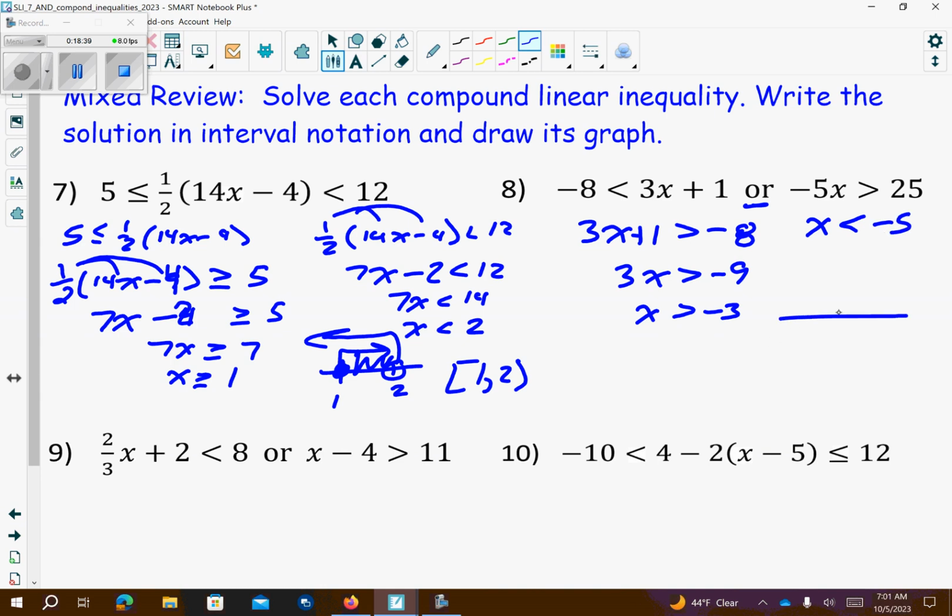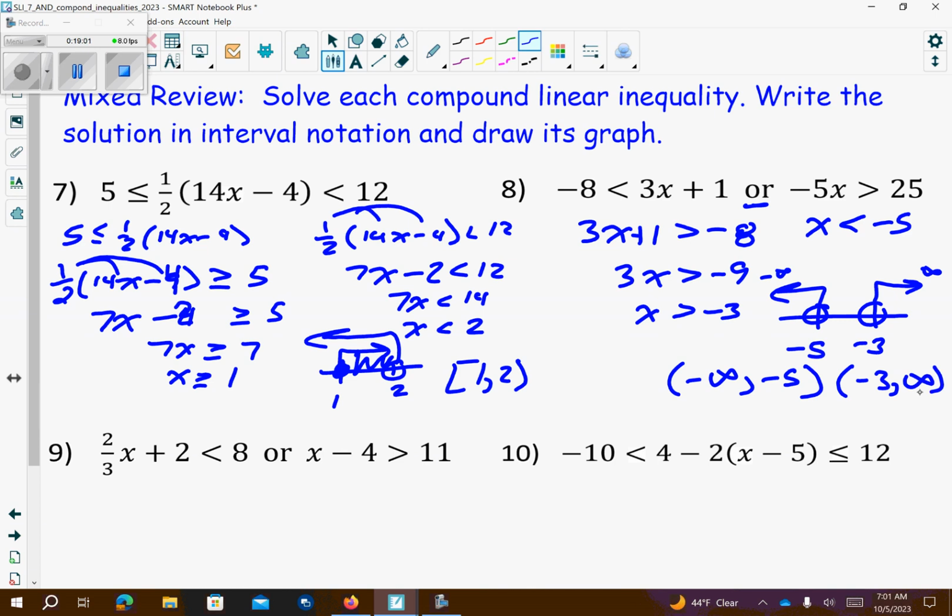So if I put that on a number line, if I had negative 5 here, that's an open dot going this way. Negative 3 is over here. That's an open dot going this way. Remember, this is an OR problem, so we can look for where the graph exists. So negative infinity to negative 5, soft bracket or parenthesis, negative 3 to 8. Okay, all the rest of the problems are relatively done the same way.